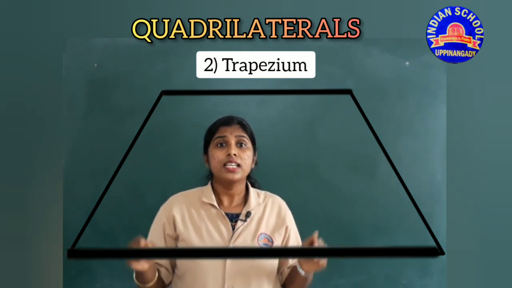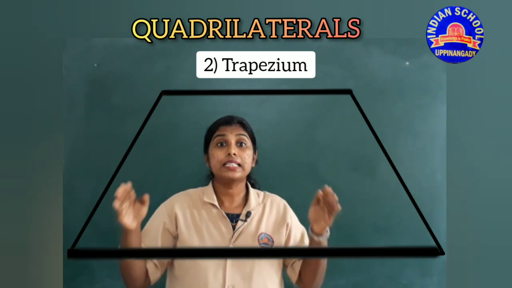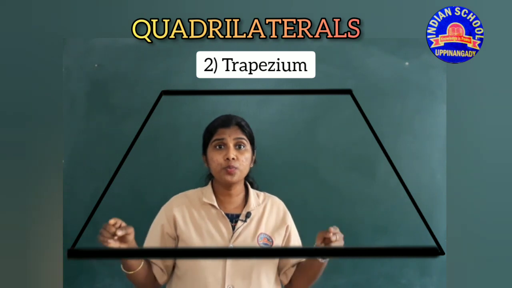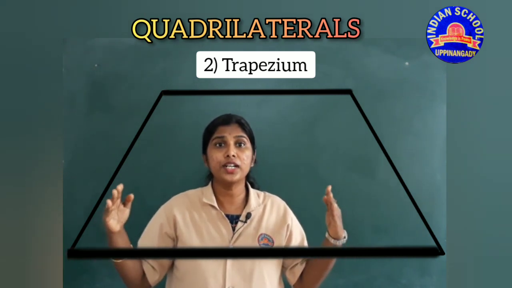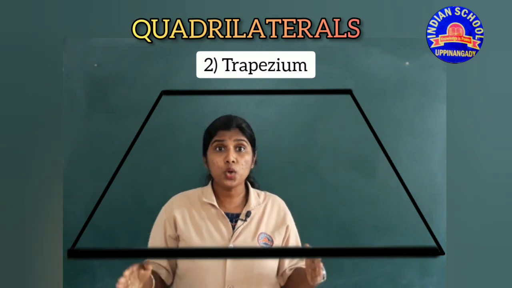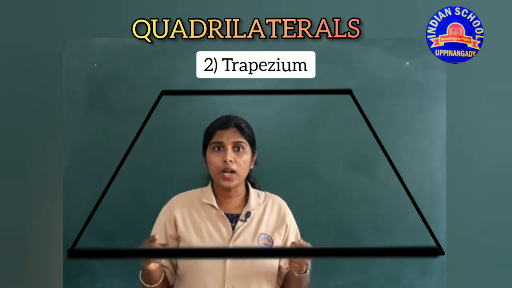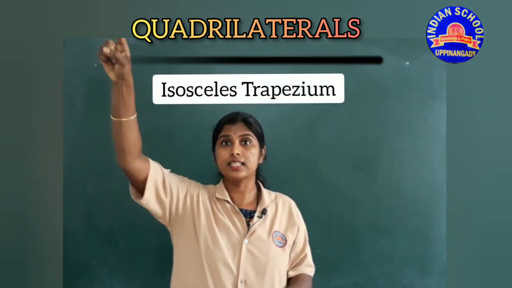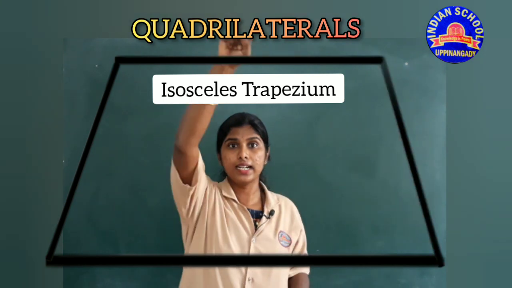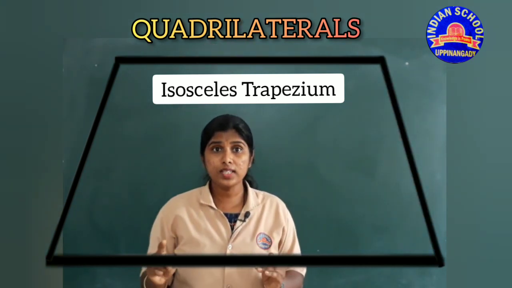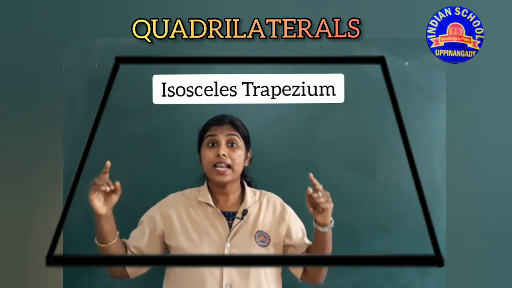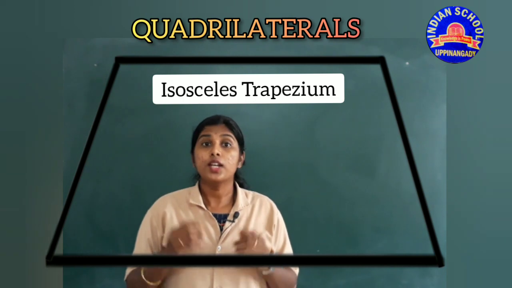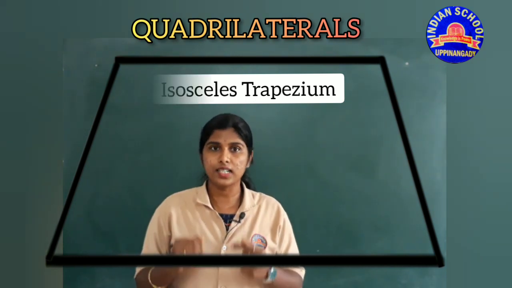So, dear students, here I am going to make the non-parallel sides equal. I am going to modify the non-parallel sides of a trapezium into equal, so that I will get a new quadrilateral, that is called an isosceles trapezium. So, this is an isosceles trapezium. Here in the isosceles trapezium, non-parallel sides are equal. Let us see the properties of this isosceles trapezium.